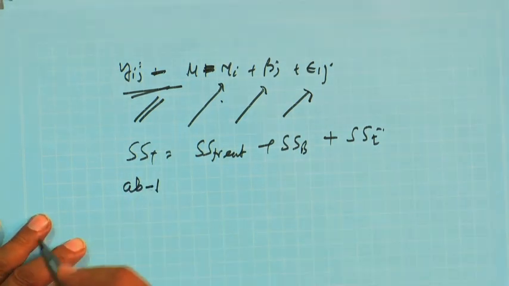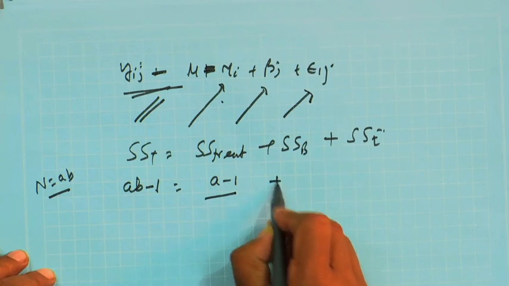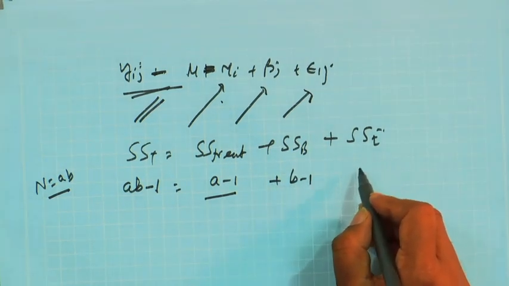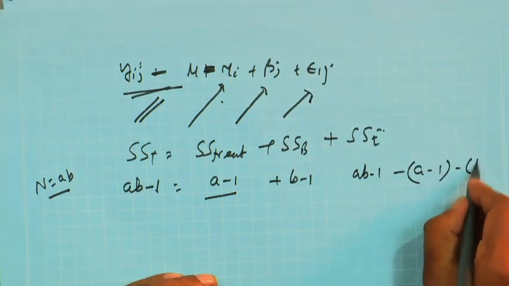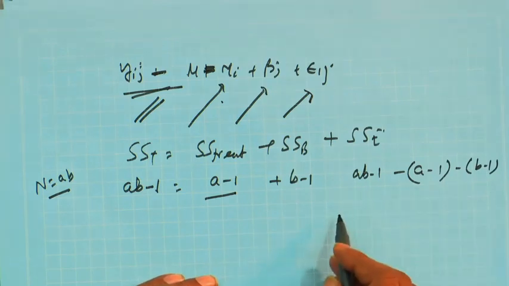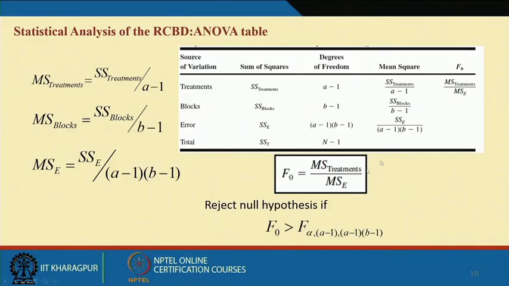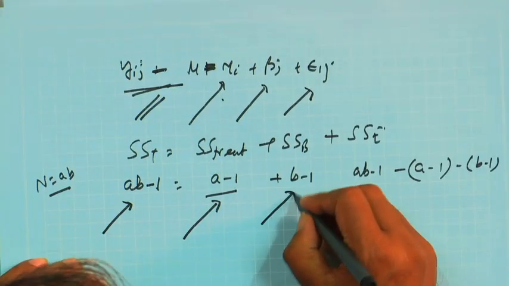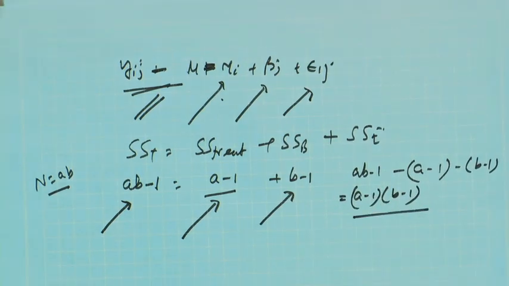and you will find out the degrees of freedom will be AB minus 1, because your n equals AB, and here A minus 1 for treatment plus B minus 1, and then the rest will be AB minus 1 minus (A minus 1) minus (B minus 1). So, what happened, you will find out that your error will be (A minus 1) into (B minus 1). So, degrees of freedom for total is this, treatment this, block this, and error will become (A minus 1) into (B minus 1).